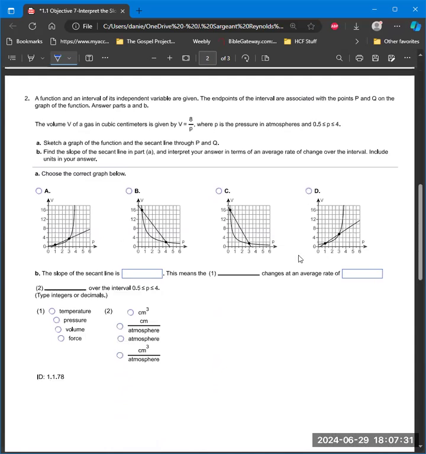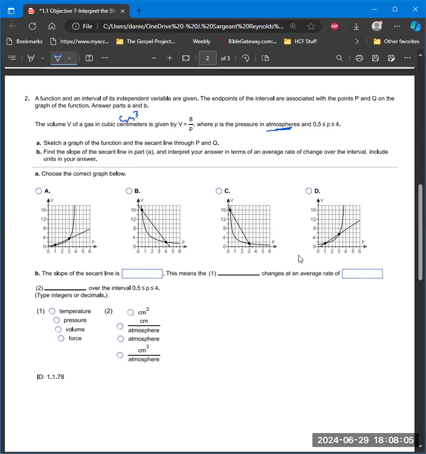A function and an interval of its independent variable are given. The endpoints of the interval are associated with the points P and Q on the graph of the function. Answer parts A and B. So the volume of a gas in cubic centimeters, and that's going to be important that our unit is cubic centimeters here, is given by volume equals 8 over P, where P is the pressure in atmospheres. That's going to be important here. And P is between 0.5, or 1/2, and 4.